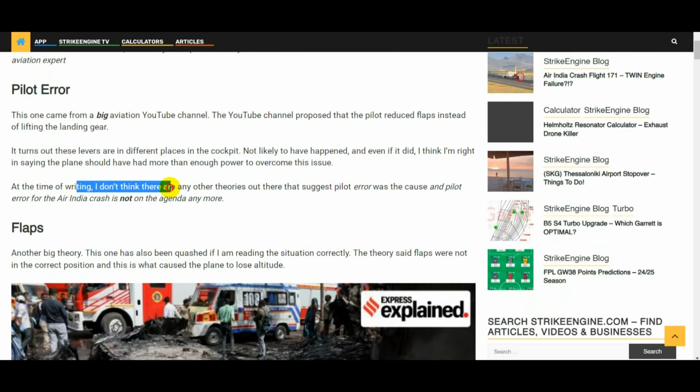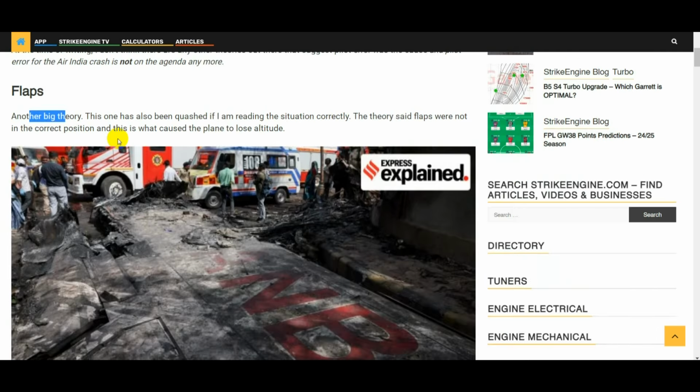At the time of writing, I don't think there are any other theories out there that suggest that pilot error was the cause, and I think generally pilot error for the Air India crash is not on the agenda anymore. Coming on to the flaps theory, this was another huge one. I think this one's also been quashed if I'm reading the situation correctly.